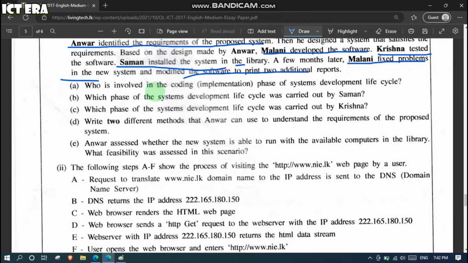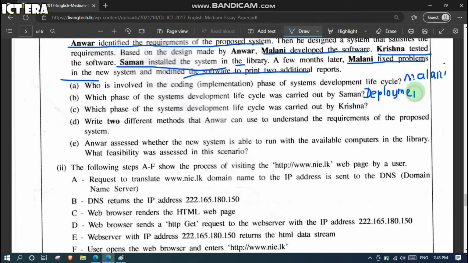Right. Who is involved in the coding implementation phase of systems development life cycle? Coding is done by Malani. So the answer is Malani. Which phase of the system's development life cycle was carried out by Saman? Saman installed the system in the library. Deployment section. Saman is carrying out the deployment section.